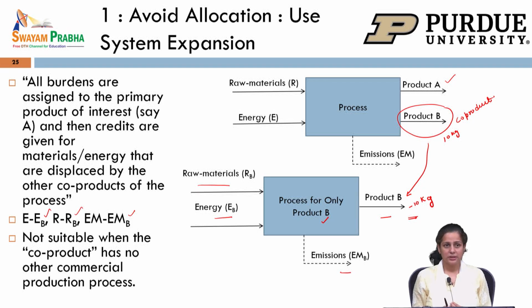Of course, this is not suitable when the co-product has no other commercial production process. So, this is only suitable when we know that there is another commercial production process that is making the product B, and that is why we are giving this displacement credit to the production of product A.